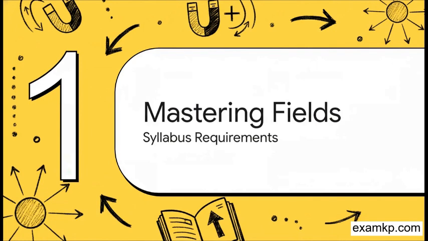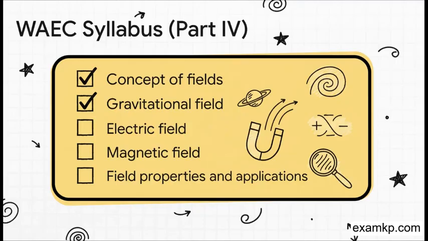Alright, let's get started. The first thing we need to do is look directly at the official exam syllabus. Why? Because this makes sure that every single thing we cover today is exactly what you need to know to get those high marks. No guessing, just facts. See this? This is straight from the WAEC syllabus. Part 4. The examiners want you to understand the main concept of what a field is. Then, you need to know the big three: gravitational, electric, and magnetic. And finally, their properties and how we use them. Don't worry, we are going to cover every single one of these points.